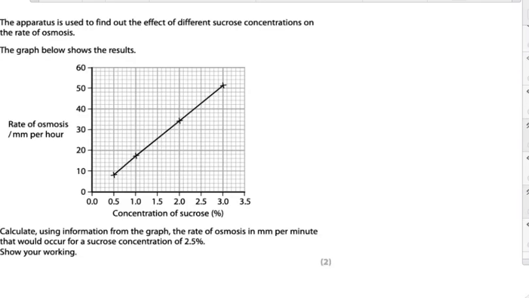Next one is going to be this. And so the apparatus used to find the effect of different sucrose concentrations on the rate of osmosis. So this is all about how to read a graph. And we want to use the graph to calculate the rate of osmosis in millimeters per minute, that would occur for a sucrose concentration of 2.5%. So here is 2.5%. Why is my pen not working?